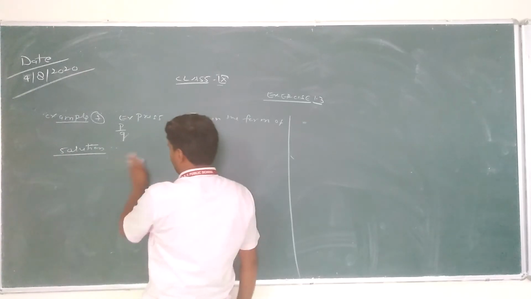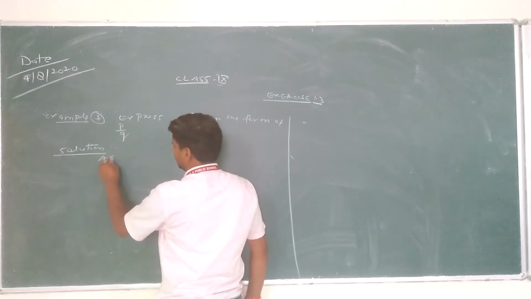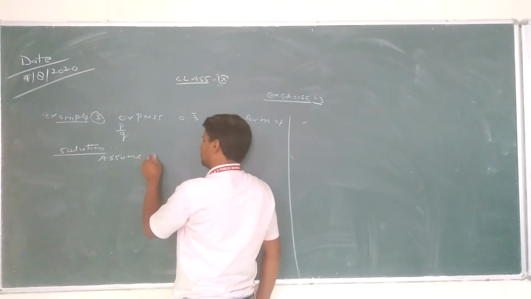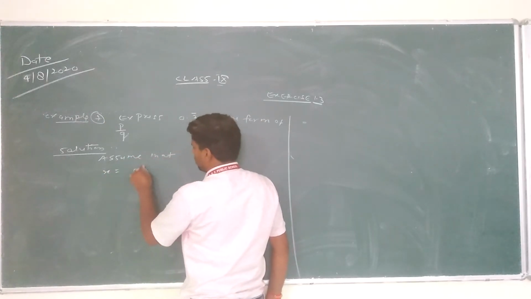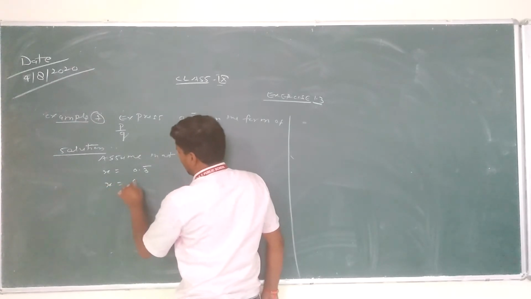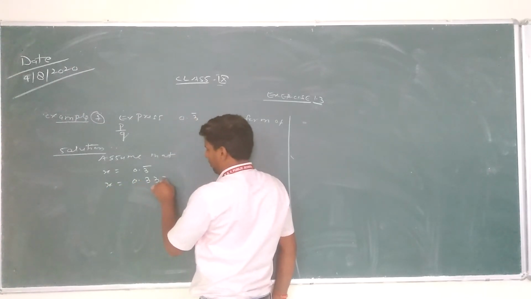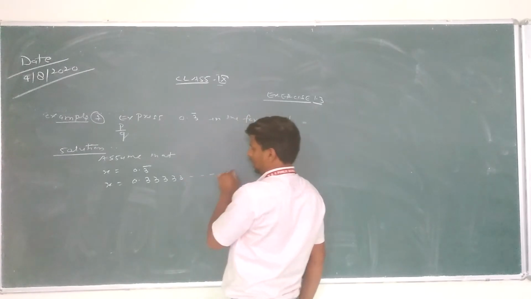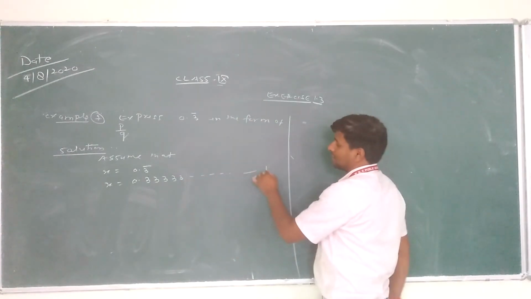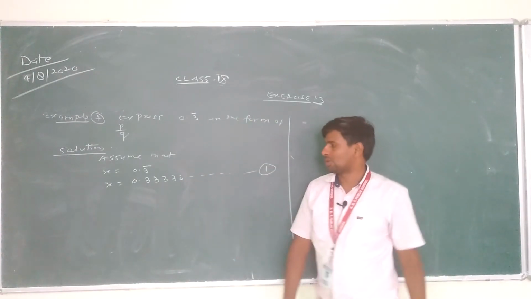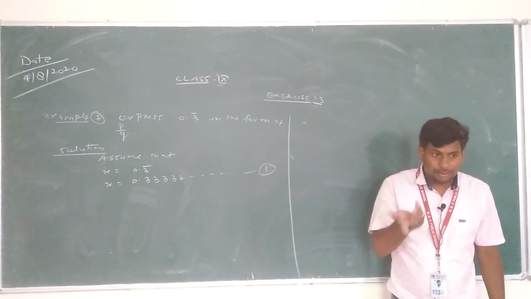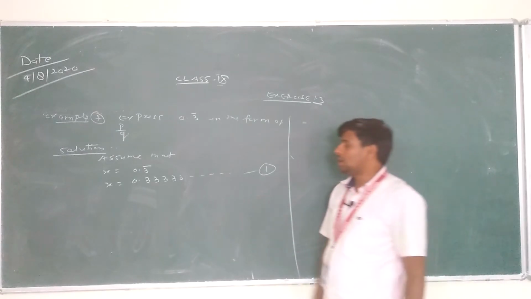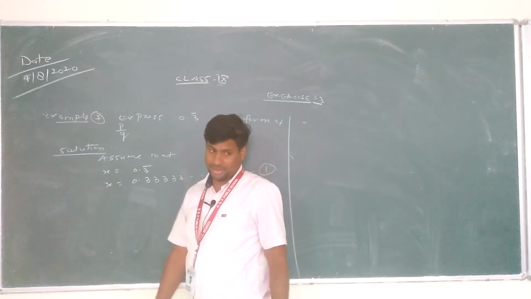Solution: we can assume that x = 0.3 repeating, meaning x = 0.333 and so on. This is equation number 1. That's clear? How many digits are repeated? Only one digit is repeated.